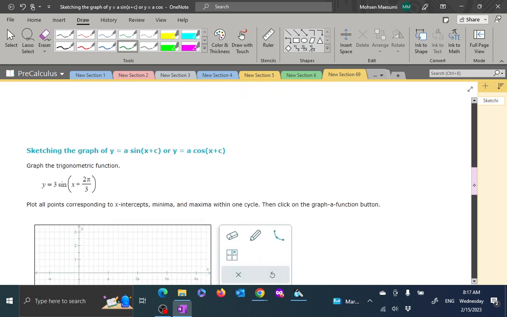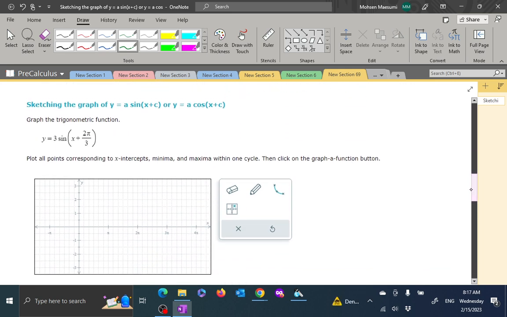So let's practice. Here is 3 times sine of (x plus 2 pi/3). So what I want you to do is pause this, solve the problems both possible ways, compare your answers, make sure you got the same, and come back and double check your answer with what we have here.